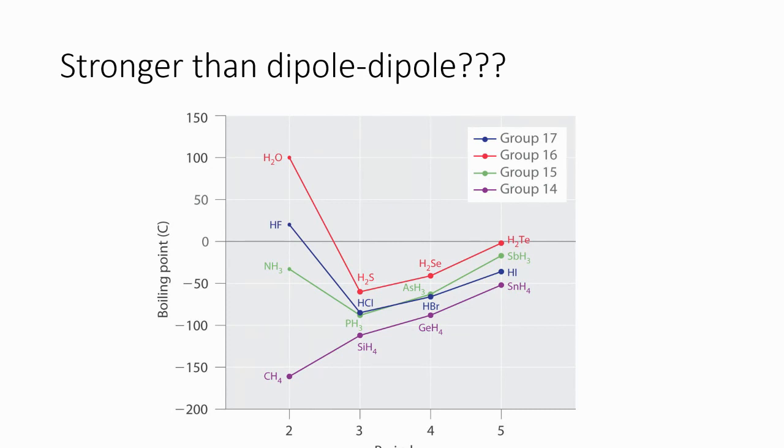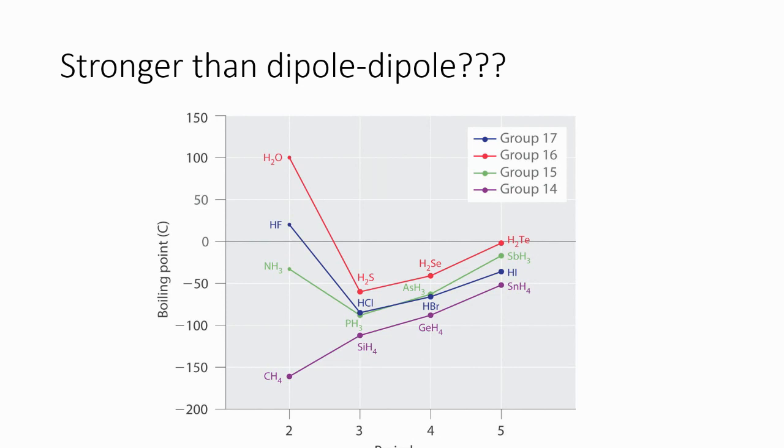Last time we were together, we talked about dipole-dipole interactions. Those are the intermolecular forces that are typically stronger than the London dispersion forces that we worry about in nonpolar molecules. We're going to look at an even stronger type of intermolecular force today. But before we get there, I want to look at this graph.